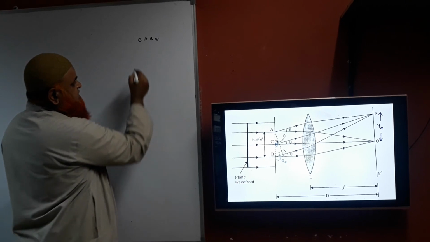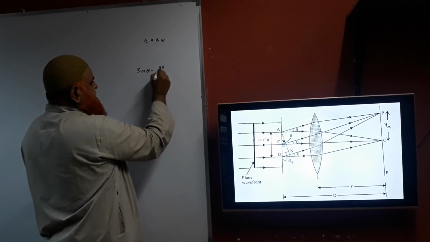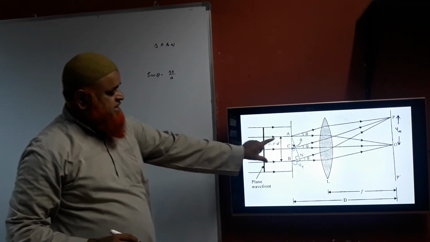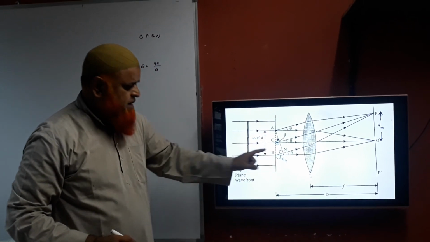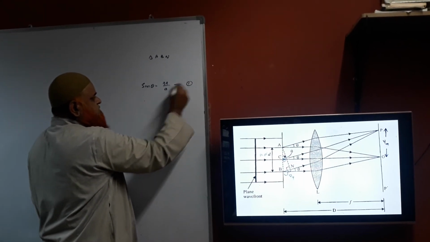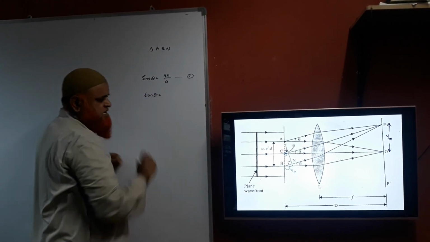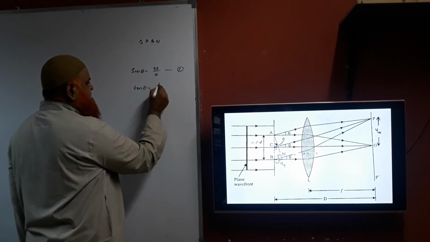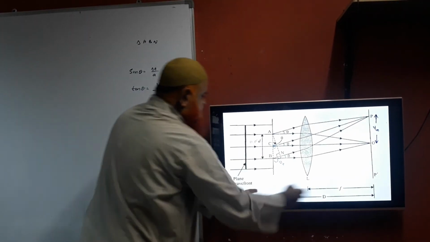In triangle A, B, N, if you consider sin theta here, you can write opposite side delta x by adjacent side, this can be taken as a. So this is going to be opposite side by adjacent side. Therefore, you can write this as equation number 1. And the next equation is tan theta. If you consider tan theta here, the opposite side is going to be yn, and the adjacent side is going to be the distance d here.